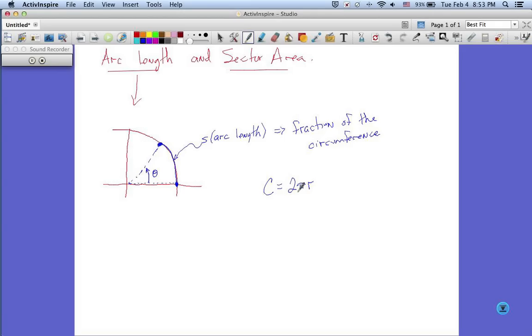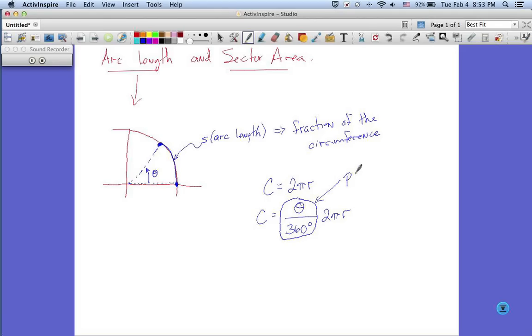Well, we say a half of a circle because we have 180 degrees out of 360. A quarter of a circle is 90 degrees out of 360. Well, I don't know how many degrees I have, but you know what I do know? I have theta degrees out of 360. I have this fraction right here.